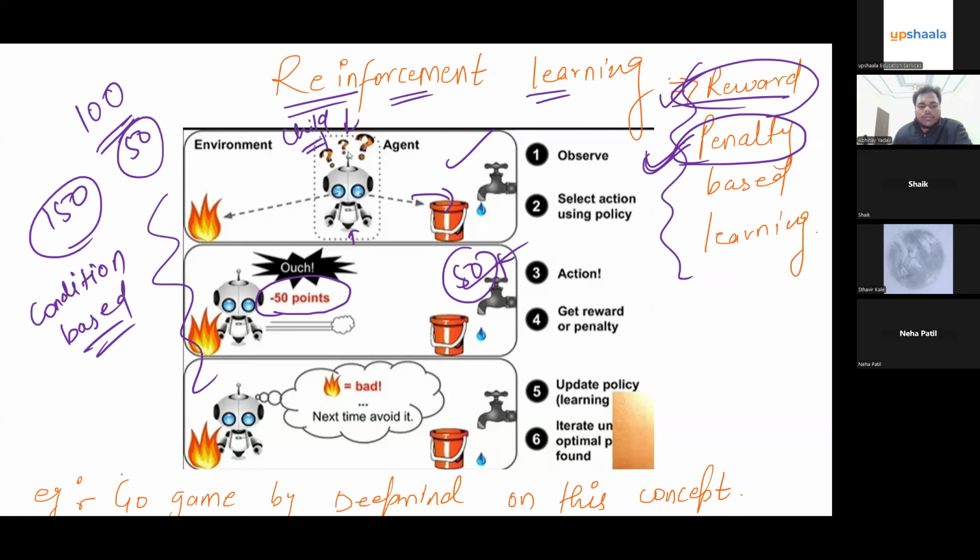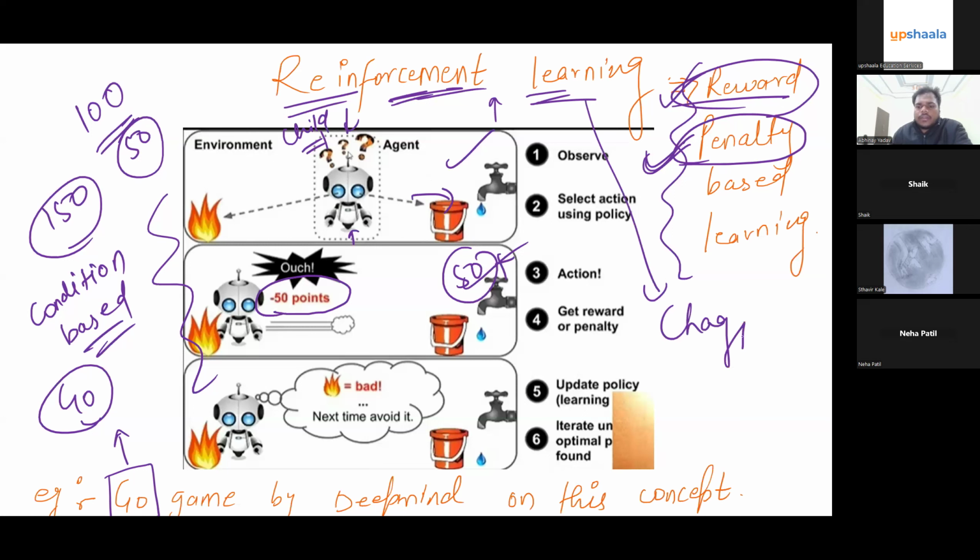And there is a game developed by Google itself. Go is the game developed by Google, and this game is based upon reinforcement learning. So this is something very practical. Even ChatGPT is also using the same scenario to train its model to give you the correct result.